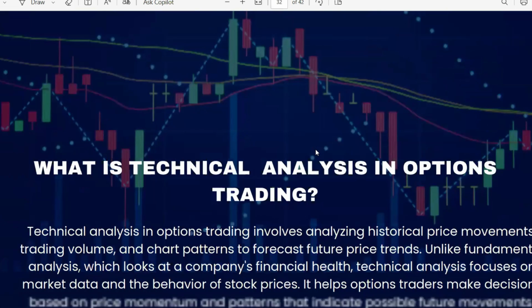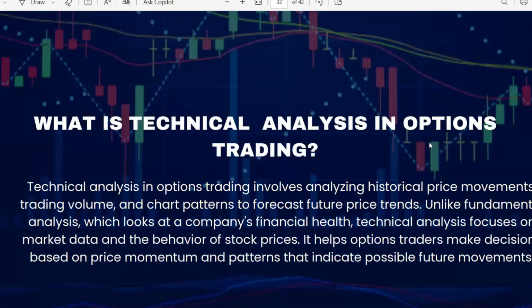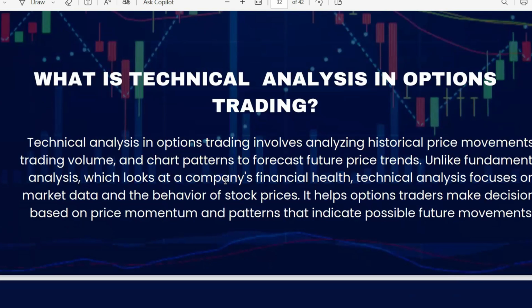So, what is technical analysis in options trading? Technical analysis in option trading involves analyzing historical price movement, trading volume, and chart patterns to forecast future price trends. Unlike fundamental analysis, which looks at a company's financial health, technical analysis focuses on market data and the behavior of stock prices. It helps option traders make decisions based on price momentum and patterns that indicate possible future movements.